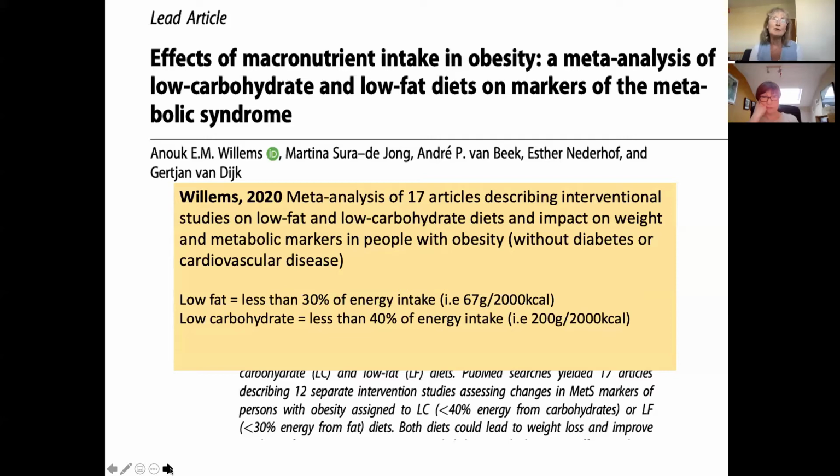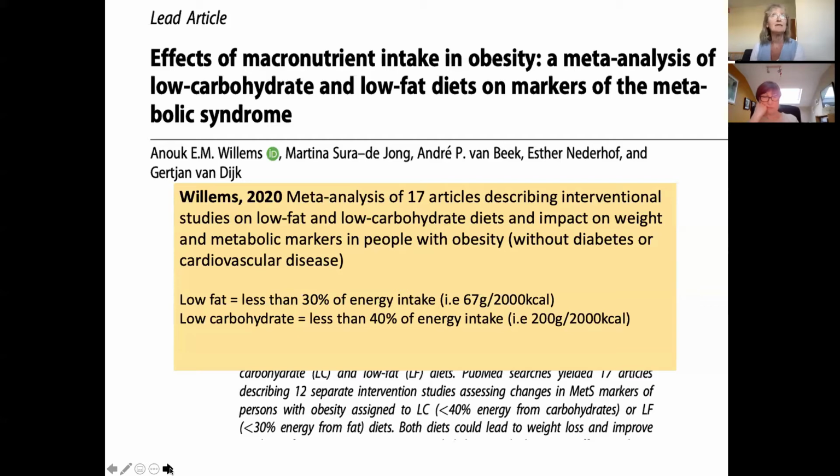When it came to what they were looking at, for low fat, they were looking at studies where the intake of fat was less than 30% of total energy intake. And for low carbohydrate, they were looking at people taking less than 40% of their energy intake as carbohydrate, which is actually quite a high level to set it at, quite a high bar. But we'll come back to that in a moment. I'll talk also about very low carbohydrate diets.